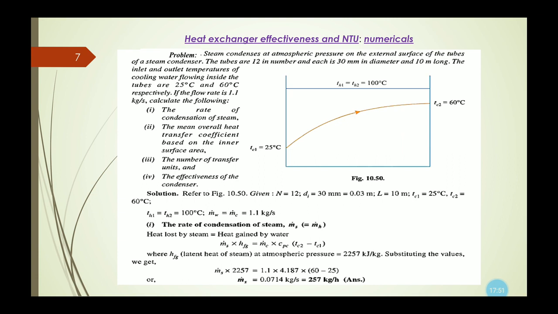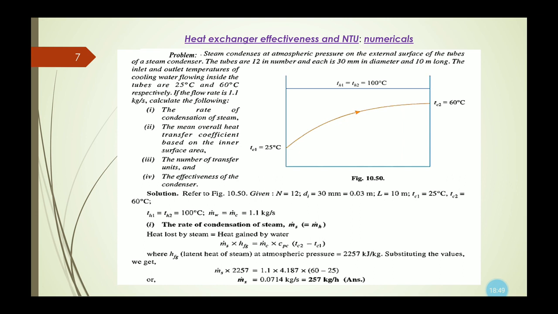Now this diagram is given here in case of a condenser. We know from the concept of the condenser that the condensing fluid remains at constant temperature throughout the heat exchanger, but the temperature of the colder fluid, as can be seen from this diagram also, is gradually increasing from the inlet to the outlet. That is, at the inlet TC1 it is 25 degrees centigrade and at the outlet of the cold fluid it is 60 degrees centigrade.